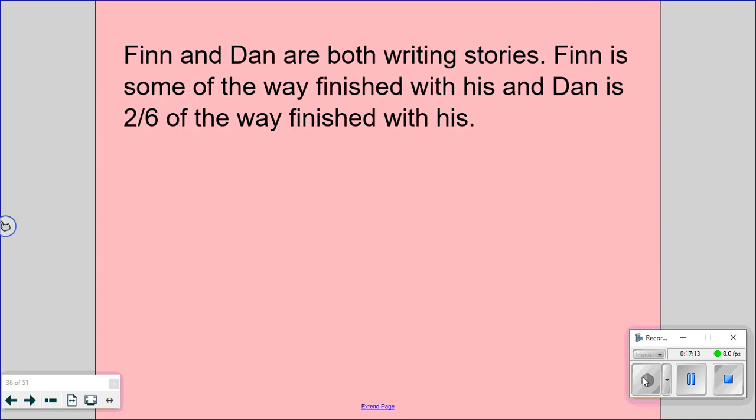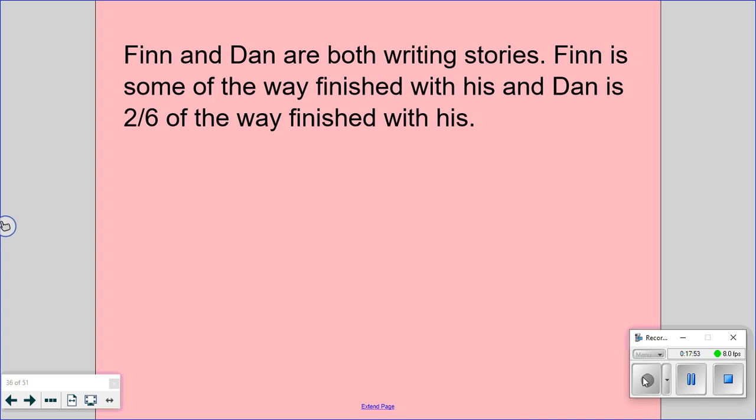We don't have all the information in this problem, but we're going to think about what we are wondering now. It reads, Finn and Dan are both writing stories. Finn is some of the way finished with his, and Dan is 2/6 of the way finished with his. What are you wondering? Marley, what's something that you are wondering? I know how much Dan has done. He's done 2/6. Yeah, we don't know how much Finn has done. We're wondering how far along Finn is.